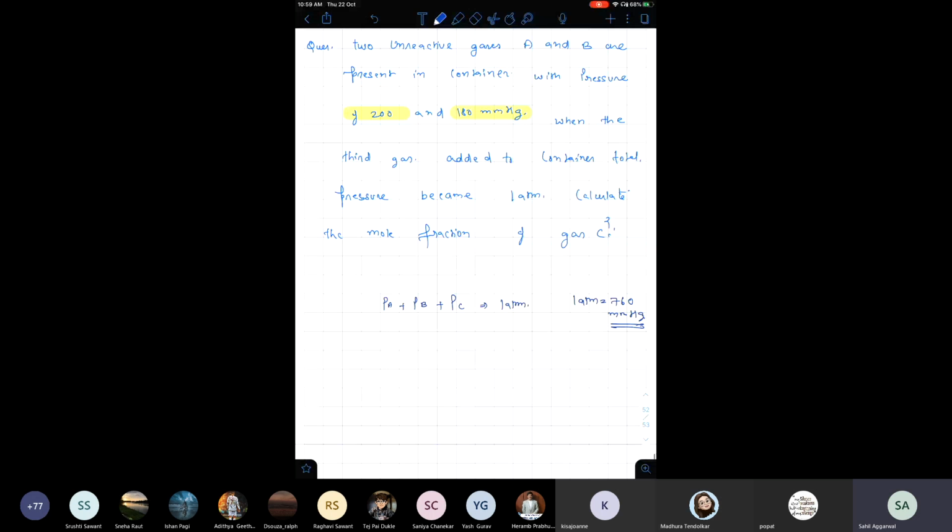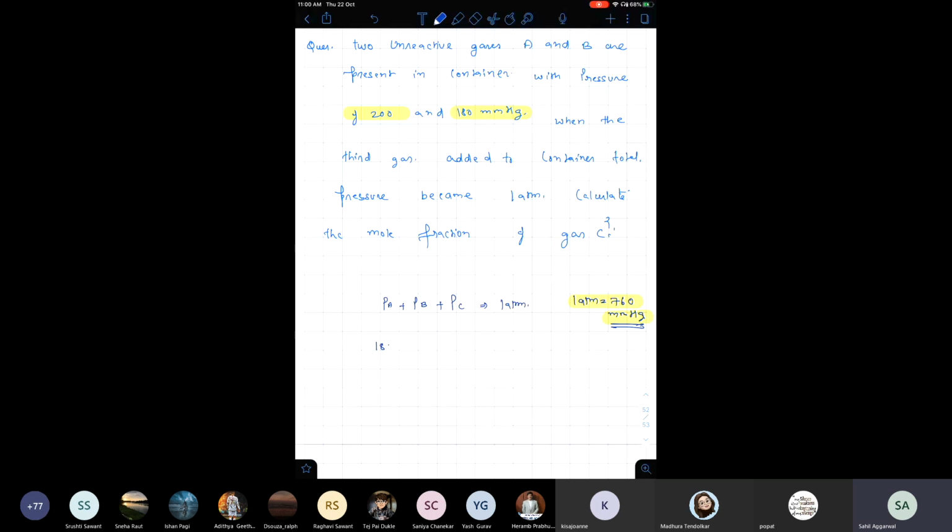Screen is not visible. Someone please send the screenshot for her, for him as well.